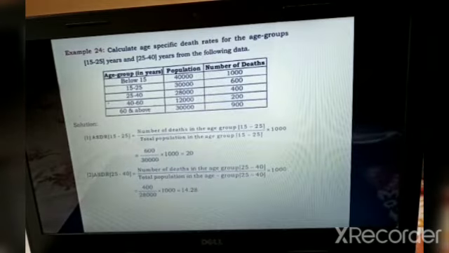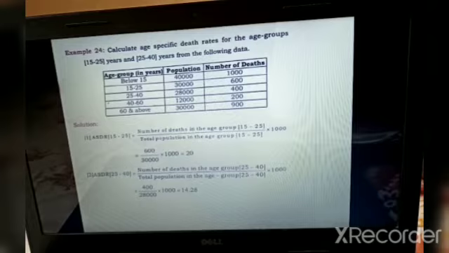Let us see an example to calculate age-specific death rate. Calculate age-specific death rates for the age groups 15 to 25 years and 25 to 40 years from the following data. Okay, so we have to calculate the age-specific death rates for these two specific groups, that is 15 to 25 and 25 to 40. So the formula is nothing but number of deaths in that particular age group which we want to calculate, divided by total population in that age group into 1000.